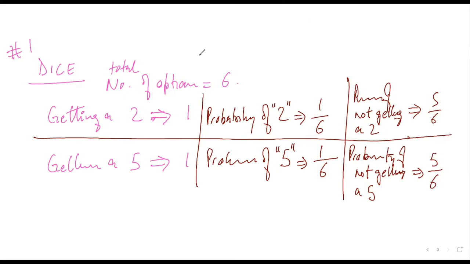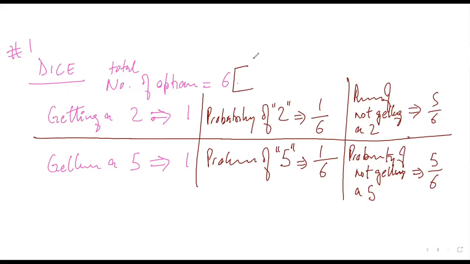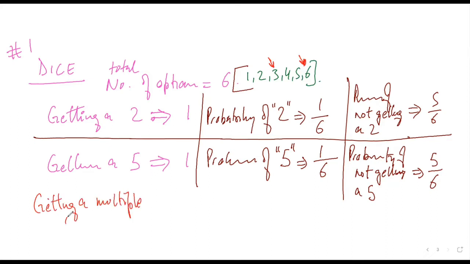So in question number 1, have you understood A, B and C part now? Yes, sir. Okay. Now let us focus on the D part, not a multiple of 3. So first we'll have to understand that when we throw a dice, the numbers which can fall are 1, 2, 3, 4, 5, 6. Do we agree to this? Yes, sir. Now out of these numbers, this number and this number, they are multiples of 3.